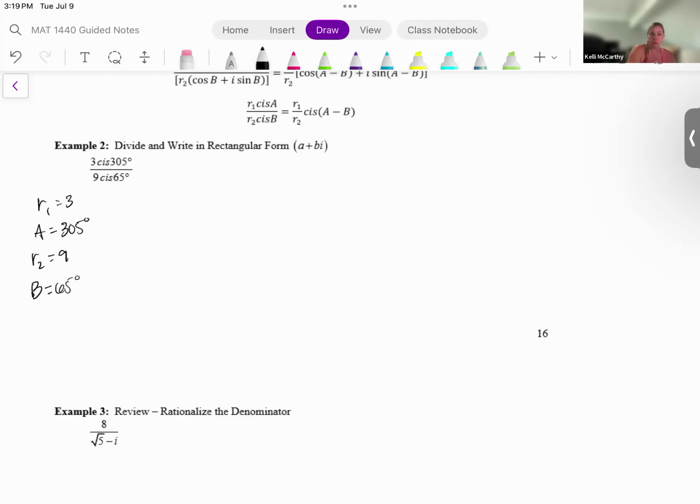So when I divide these two polar forms, I'm going to take the quotient of R1 and R2, so 3 over 9, CIS, and I'm going to subtract A minus B, 305 minus 65. 3 over 9 simplifies to 1/3. This is going to be cosine of 240 degrees plus I sine of 240 degrees.